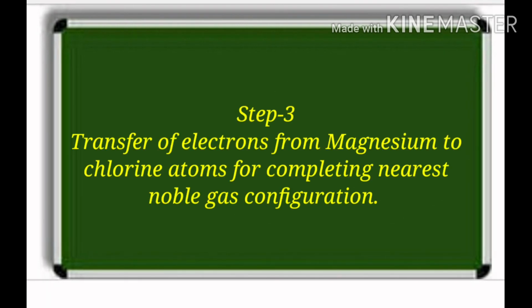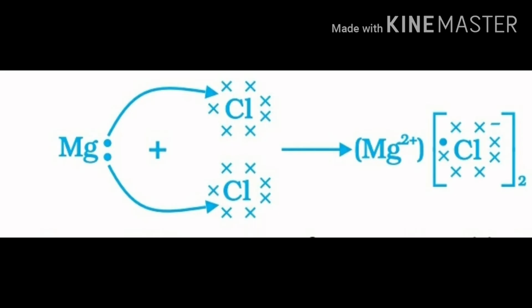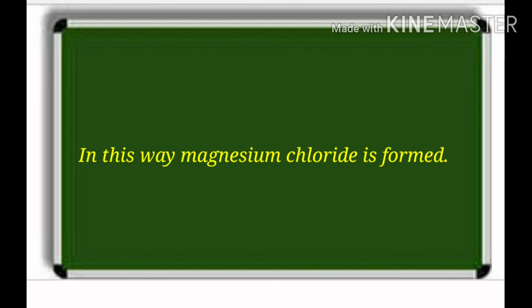Step 3, transfer of electrons from magnesium to chlorine atoms for completing nearest noble gas configuration. Here we need two chlorine atoms because magnesium loses two electrons and chlorine gains only one electron. In this way, magnesium chloride is formed.